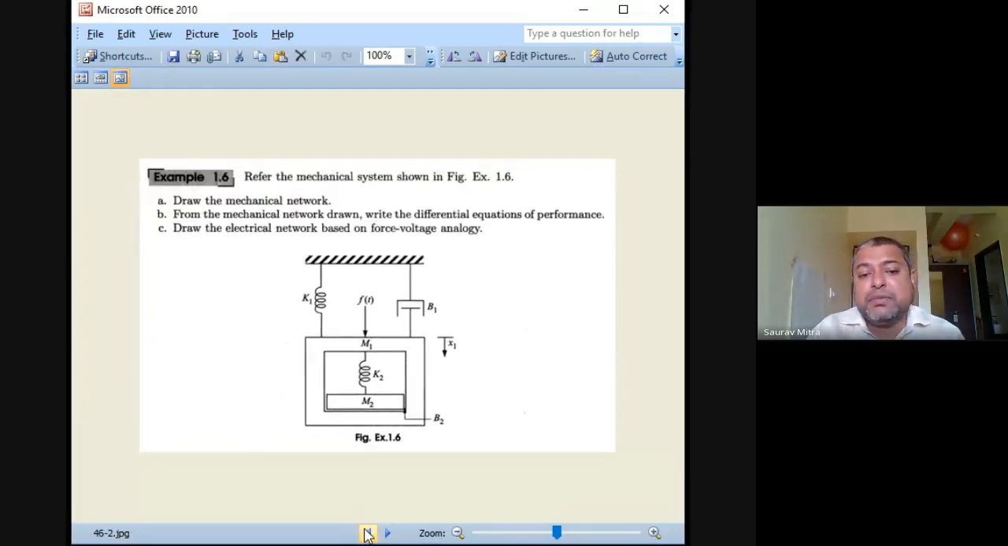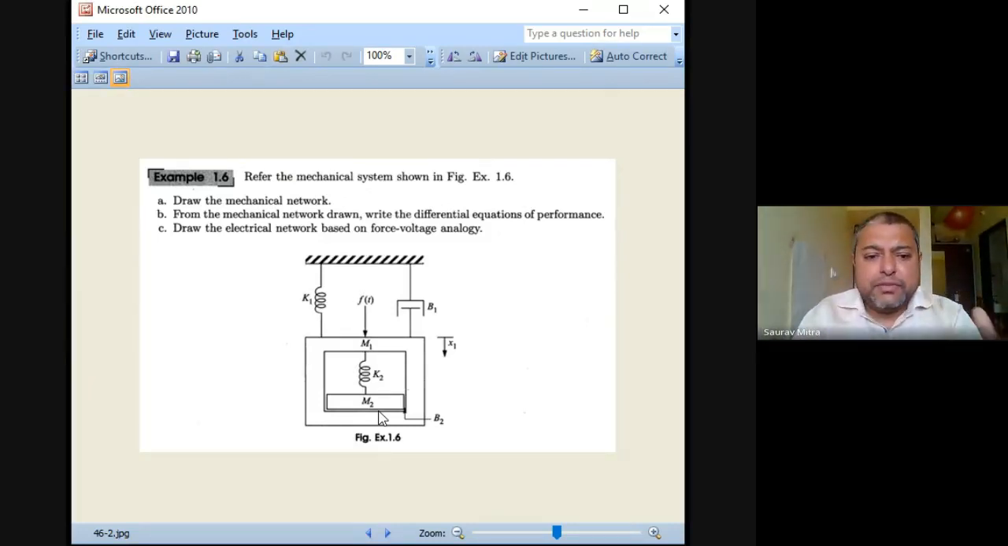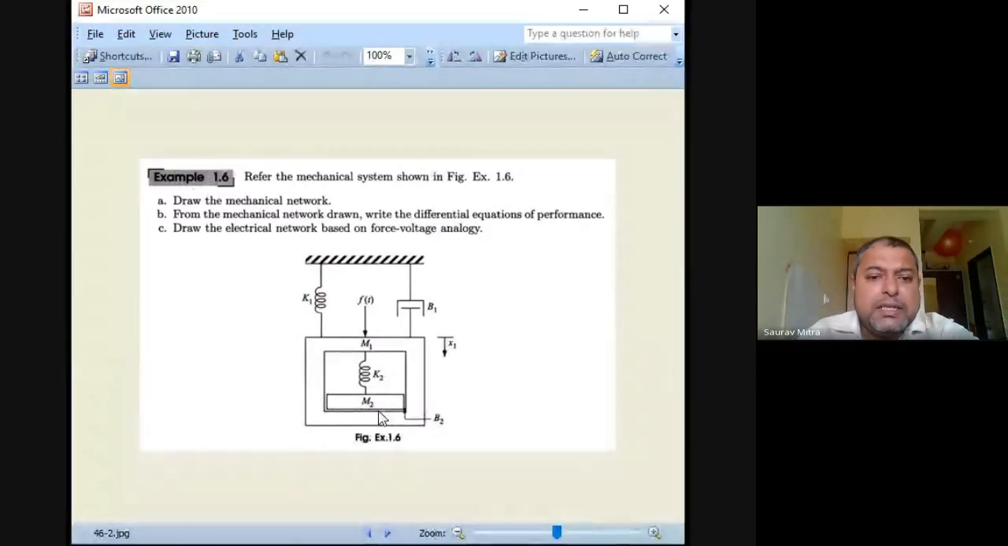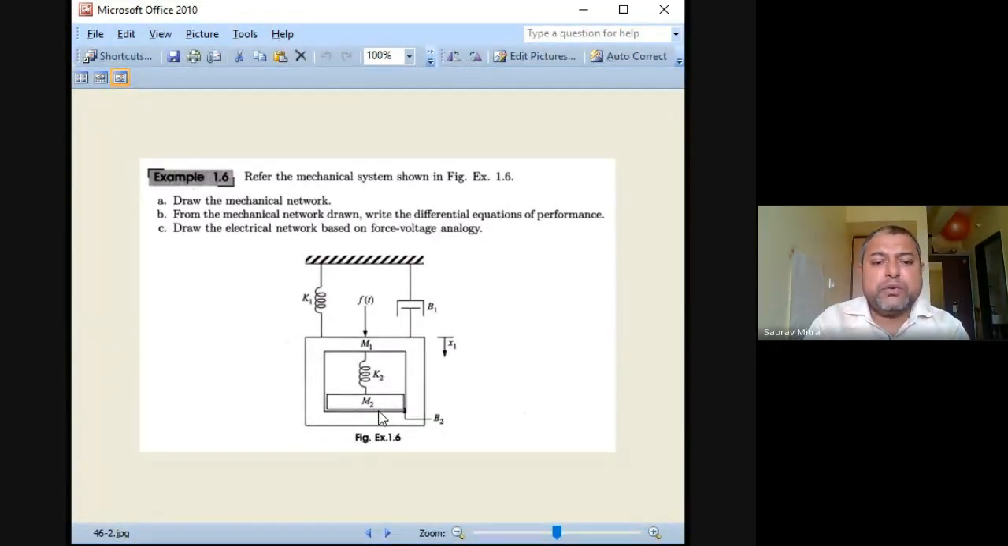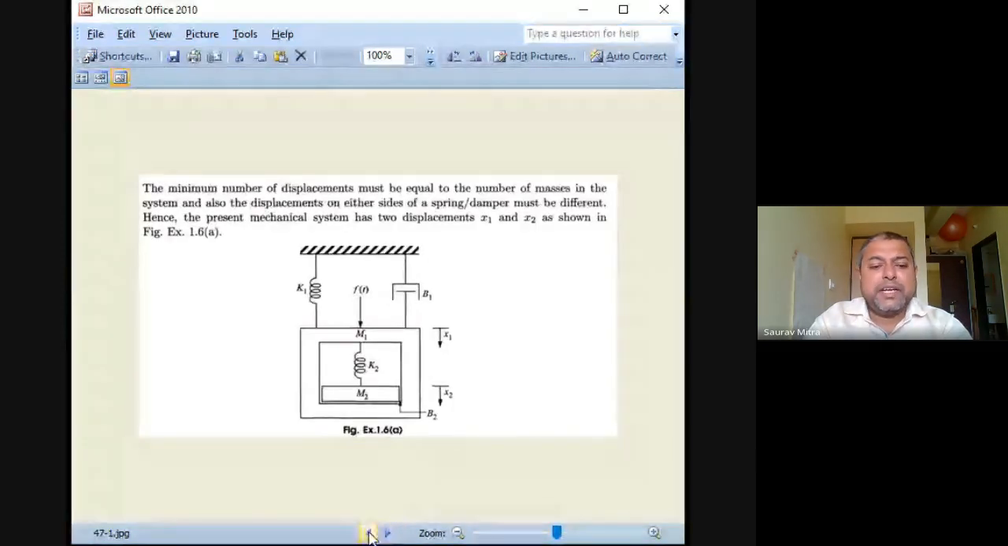In the previous diagram only X1 is shown, but we are finding there are two masses. As masses are the main things which are moving, for a mechanical system the rule is that the number of displacements or number of equations should be equal to the number of masses. As here there are two masses, there should be two displacements and two equations, and from those two equations we can find out the transfer functions. So X1 by Fs can be a transfer function, and X2 by Fs can be a transfer function.